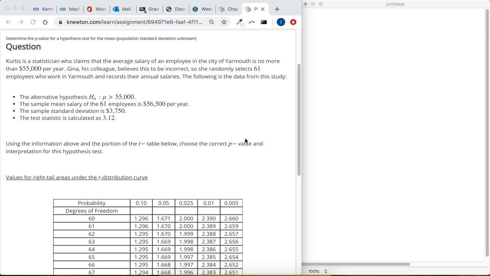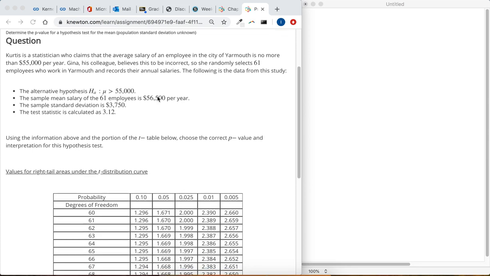A statistician claims that the average salary of an employee in the city is no more than $55,000. Gina, her colleague, believes this to be incorrect. So Curtis thinks that the salaries are $55,000 or less. Gina thinks it's more than $55,000 because she thinks something different. So they already stated the alternative hypothesis for us.